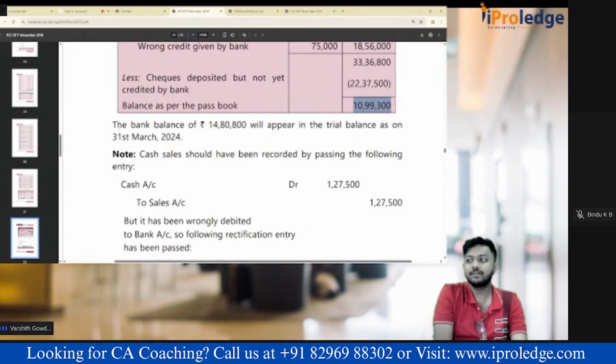Then any other case of entry? Dividend directly credited, I can rectify it, no problem. I can directly record it. Then any other entry you take.